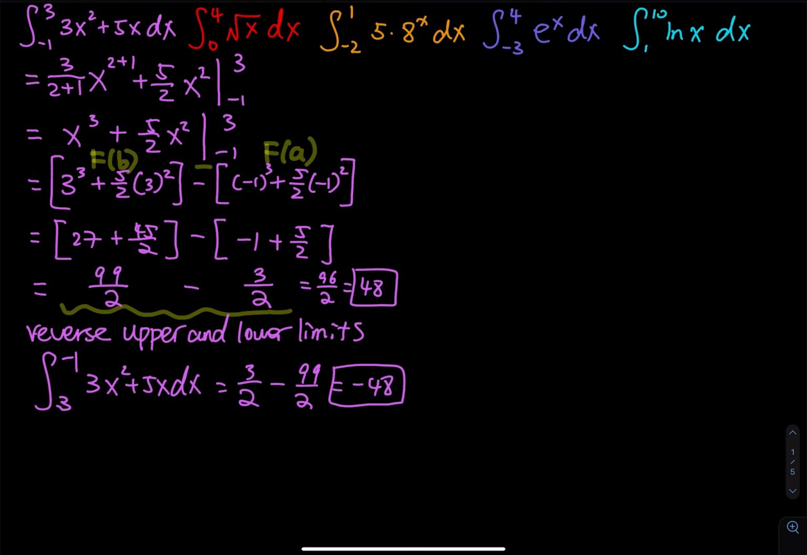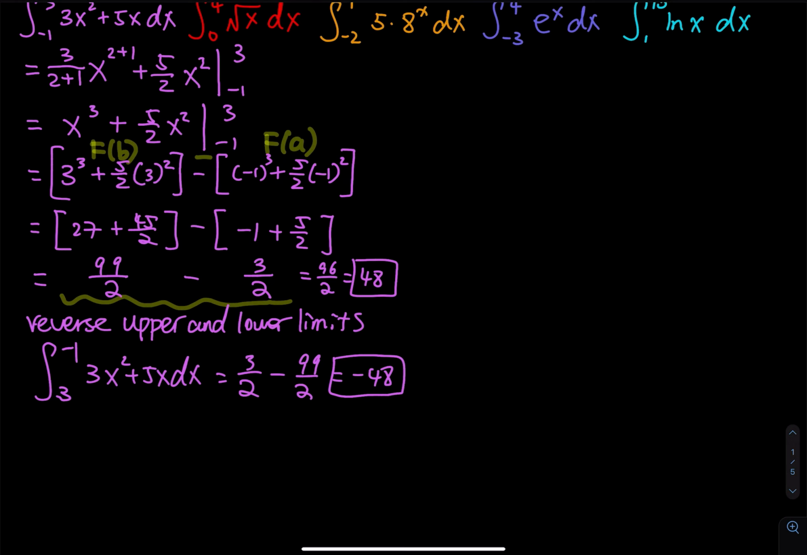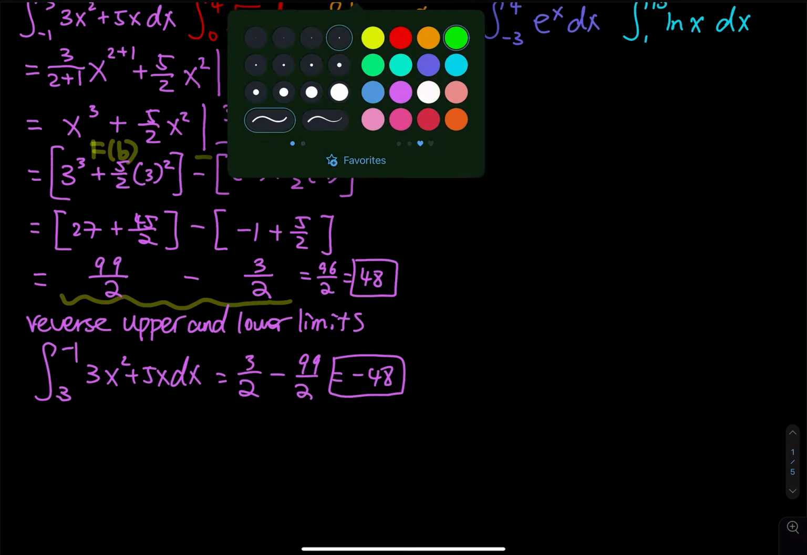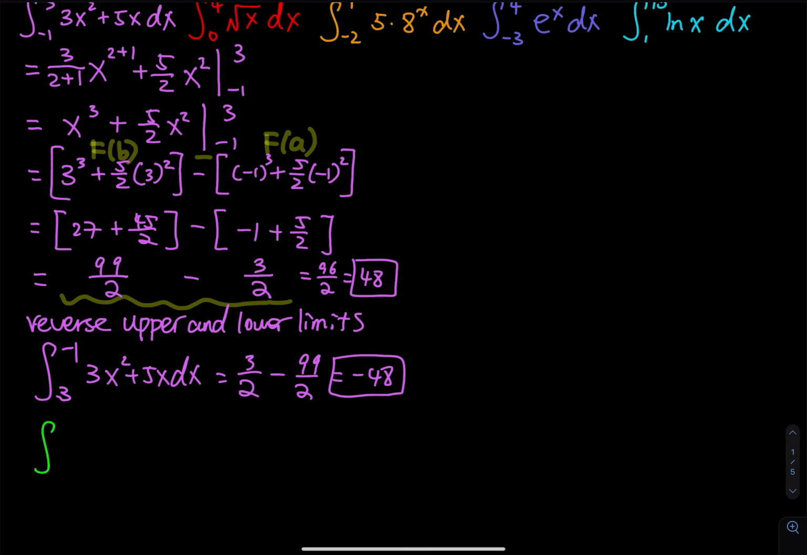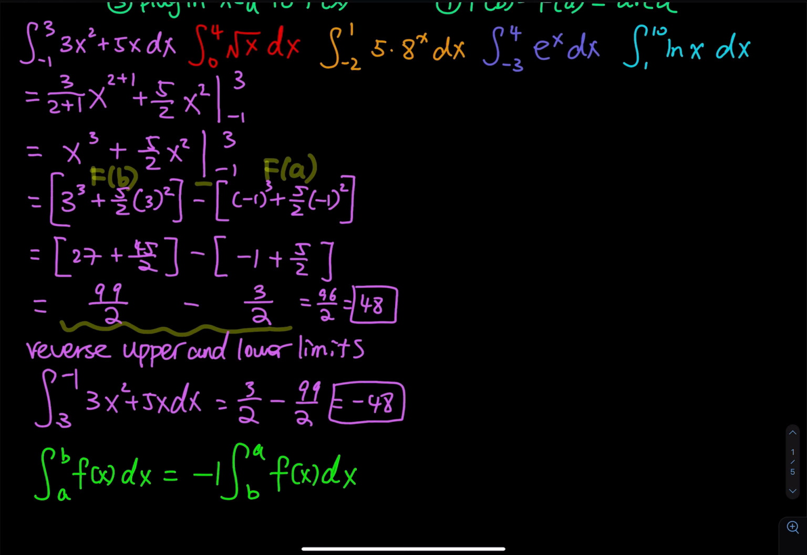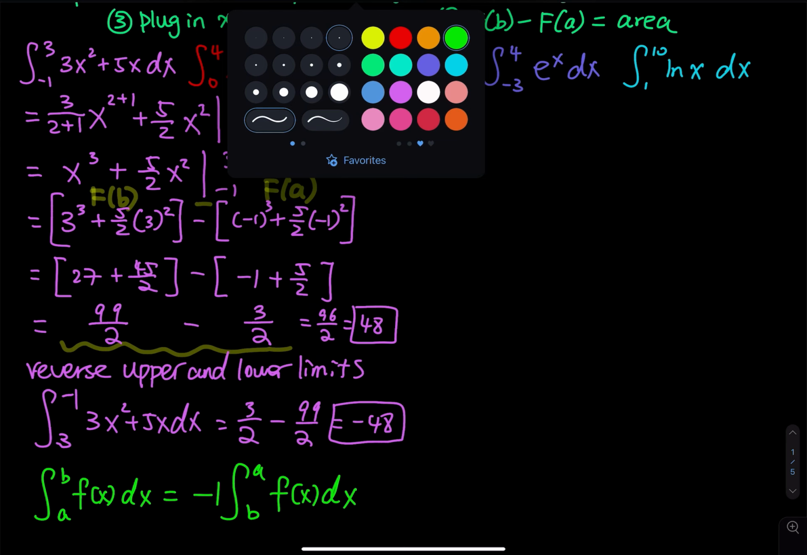So here is the conclusion. Let's do it in a different color. The integral from a to b of f of x dx is the same thing as, if you put a -1 in front of that, you can change this from b to a, f of x dx. So that is the conclusion that we reach. If you swap them, then the positive area becomes a negative area, and the negative area becomes a positive area.